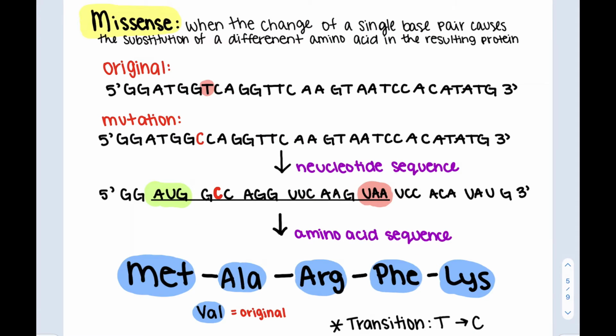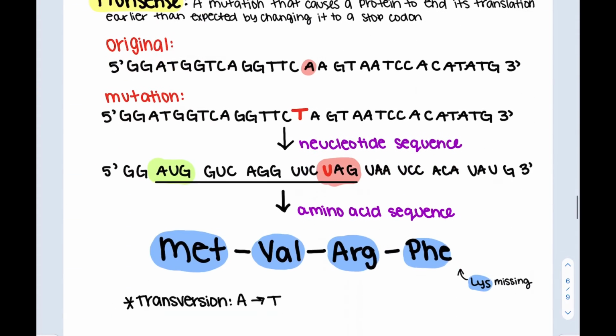Here we can see an example of a missense mutation, which is when the change of a single base pair causes the substitution of a different amino acid in the resulting protein. Here we can see that one of the original proteins was changed to another protein in the mutation, and here it's a T to a C. And this changes the amino acid sequence, where before we had valine, which is now alanine. And this is an example of transition because we're replacing T with a C.